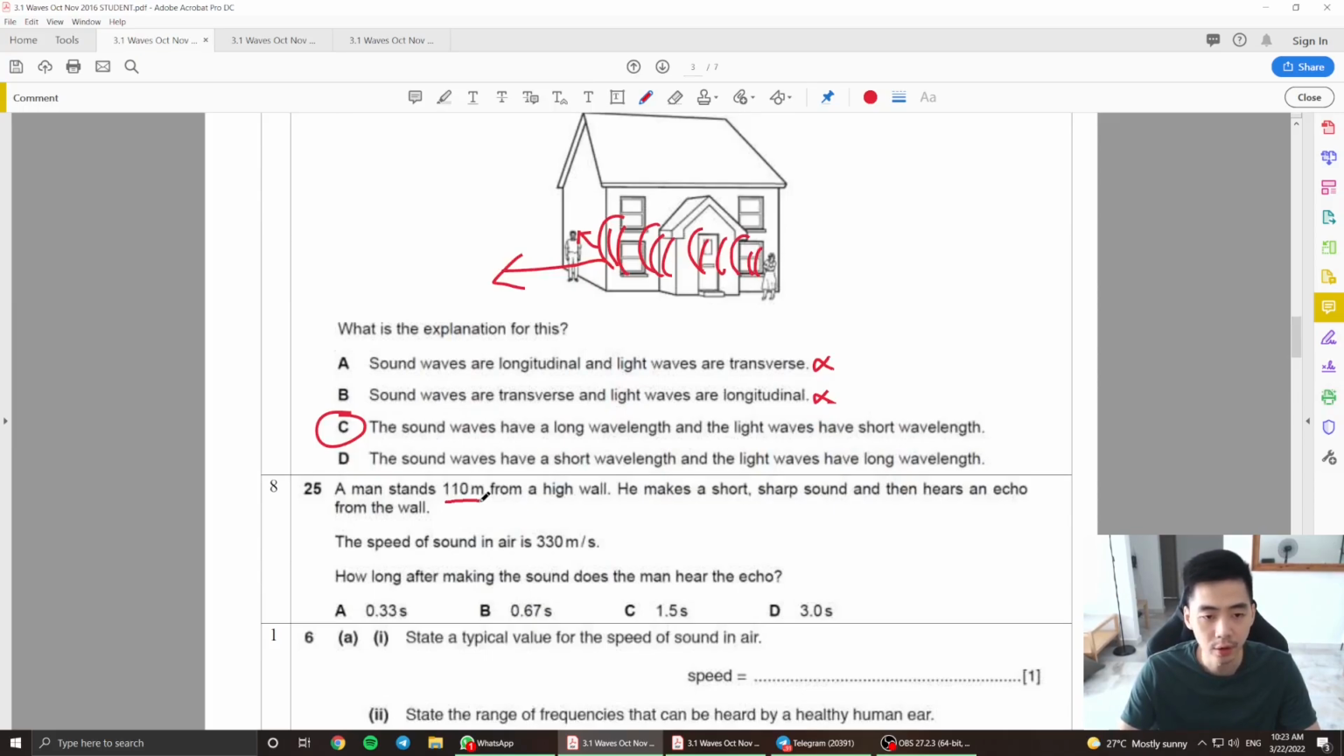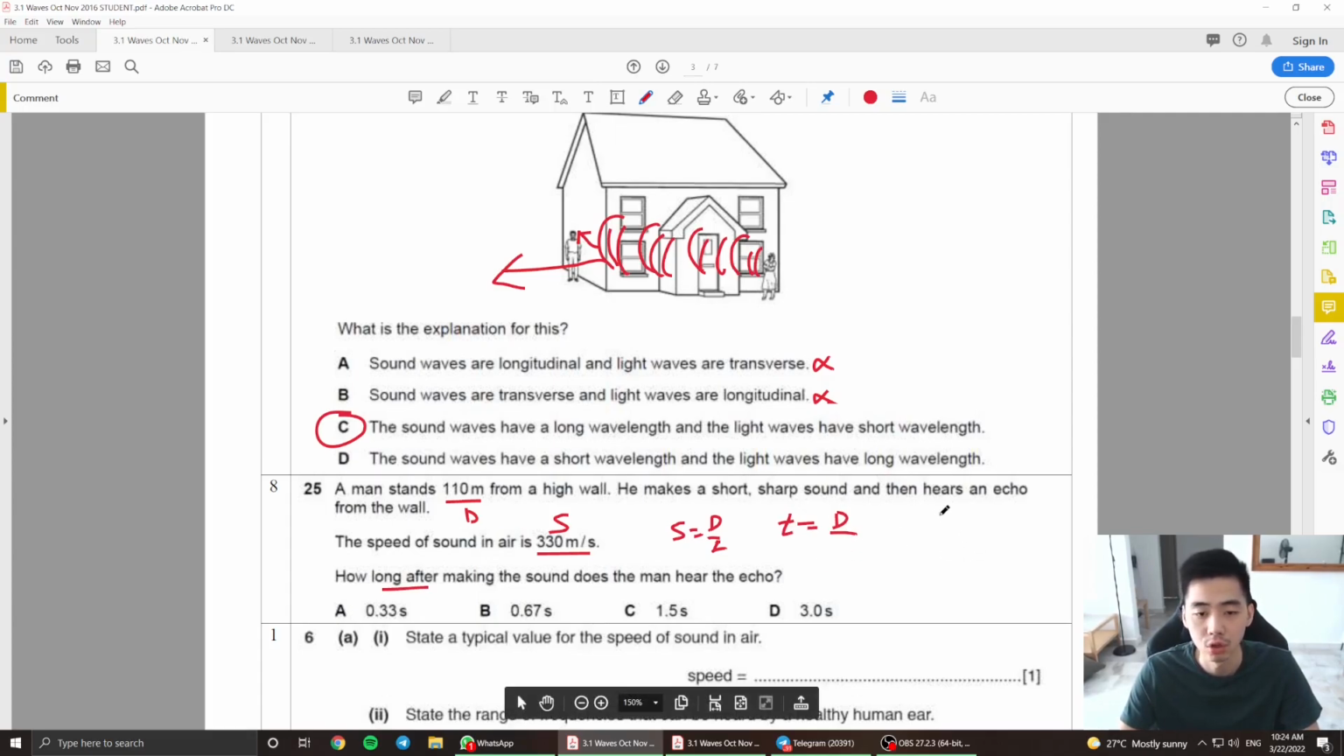A man stands 110 meters from a high wall. He makes a short, sharp sound and then hears an echo from the wall. The speed of sound is 330 meters per second. How long after making the sound does the man hear the echo? Now, the common misconception here is the students think that this is distance and this is speed. Then they're going to think that speed is equal to distance over time. If I'm looking for the time, they'll think that t is equal to distance over speed, and then they'll just substitute everything in.